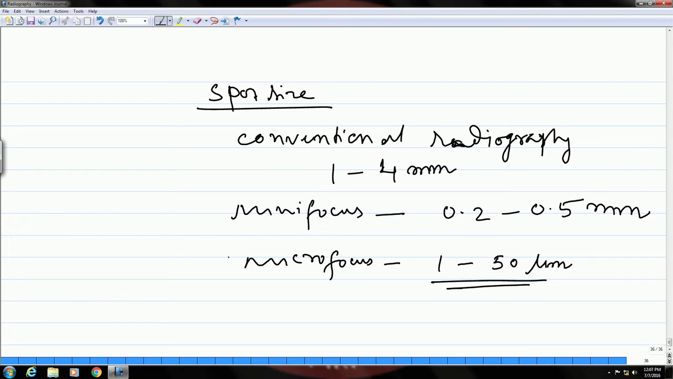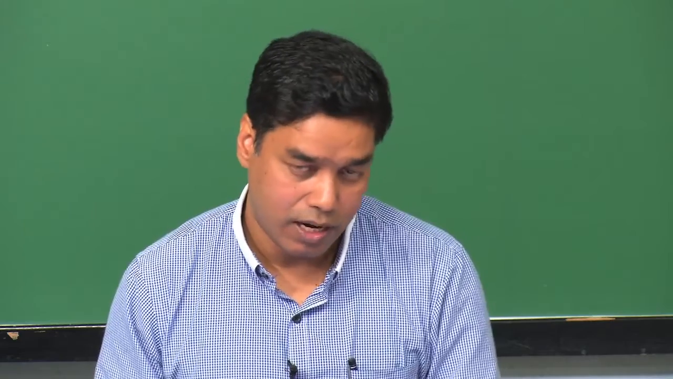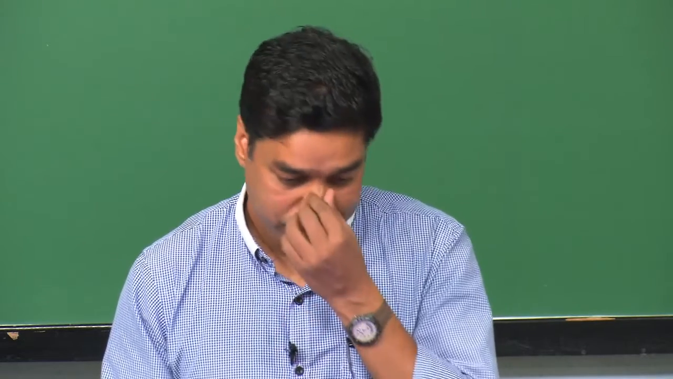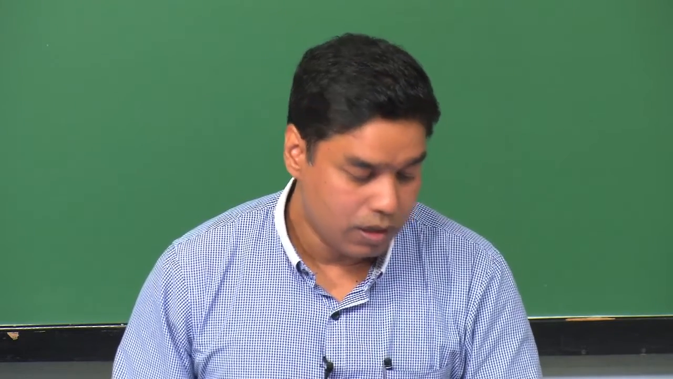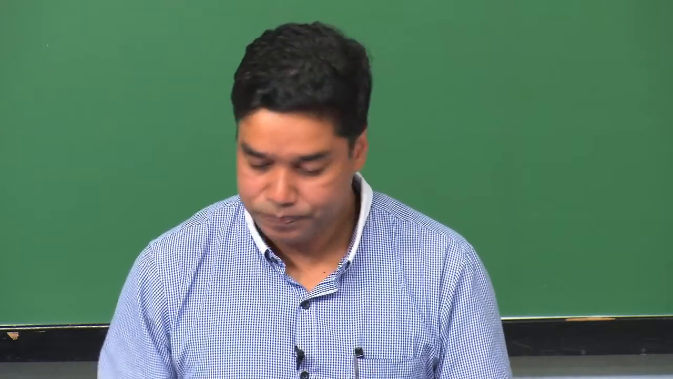So, this kind of mini focus or micro focus sources may be needed for certain special requirements, but the commonly used ones that we use for industrial radiography will be having a finite size like this. But the point source will have its own advantages, because it will not give you any unsharpness in the image at all. Okay. And it will also allow you to magnify the image.